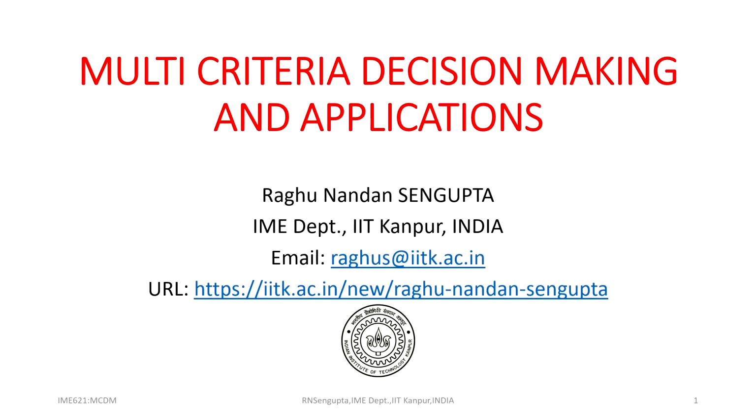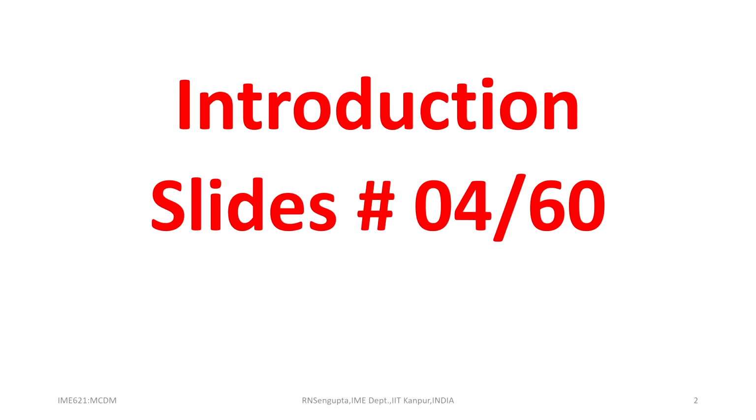This is the course titled Multi-Criteria Decision Making and Application under the MOOC platform. As you know, this is a 12-week course, and each week we have 5 lectures, and each lecture is about half an hour. This is the fourth lecture, and my name is Raghunandan Sengupta from the IME department at IIT Kanpur in India.